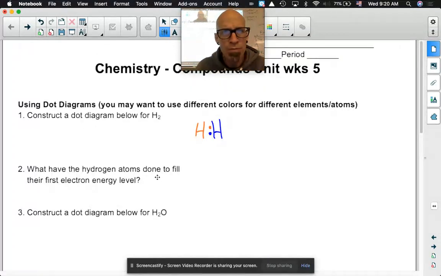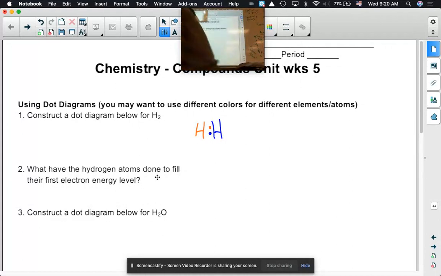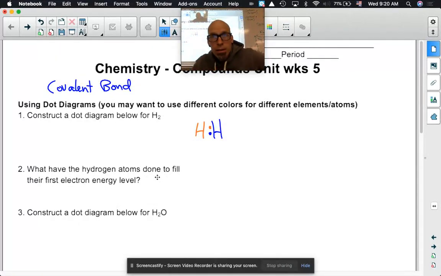Oh, you know what we should probably do? I should probably define covalent bond. Covalent bond. Do you know what co means? Co means together. Together, like if you are co-workers, you're workers that are together. If you are co-captains, you are captains together. If you are co-something, then it's together. Valent is referring to what? Valence level electrons. So covalent, it means together, sharing valence electrons.